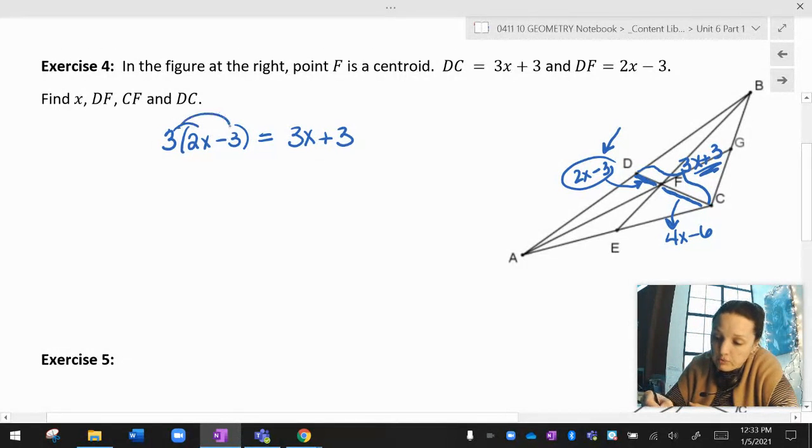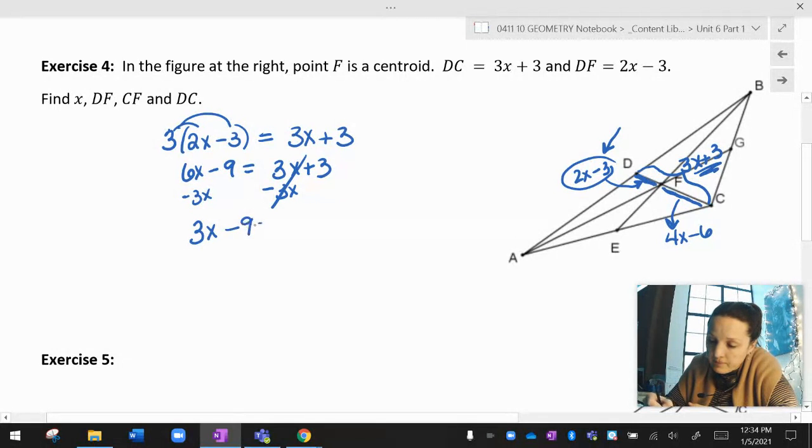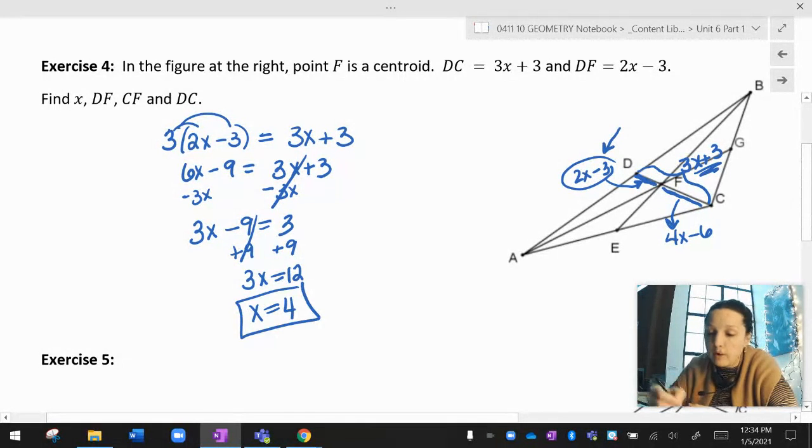So 3 times the little part equals the whole thing. Let me distribute my 3 and solve for x. 6x minus 9 is 3x plus 3. Take away the least amount of x's. Add the 9. And get x equals 4. Okay, cool. I found x. Woohoo! Now I got to find DF.